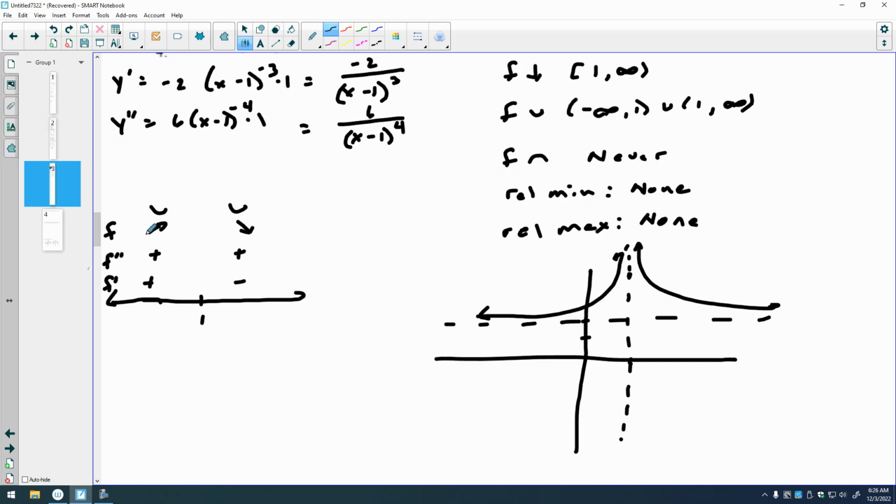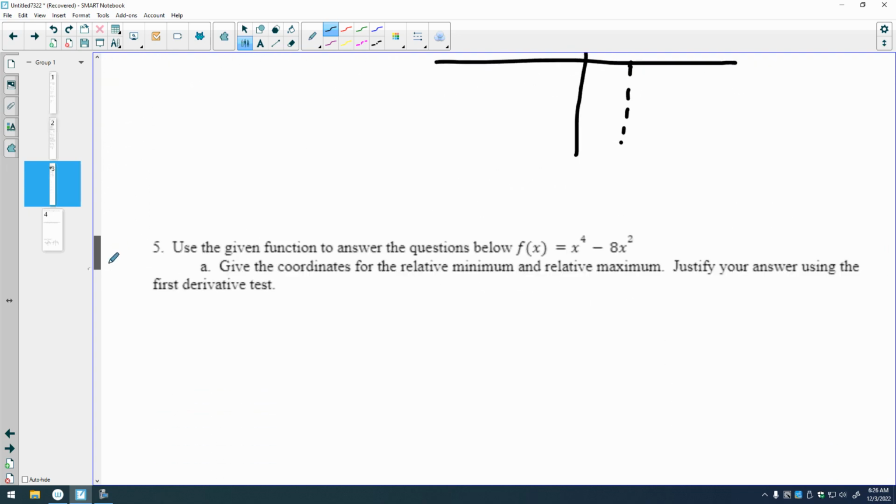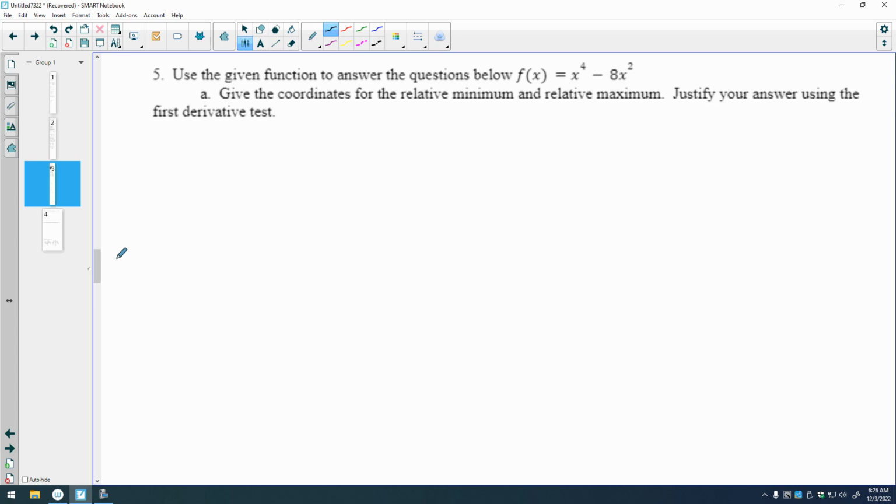Okay, that page is super important. Make sure you can do that whole entire page. Increasing, decreasing, all that stuff. All right, a little more straightforward procedural type stuff. Give the coordinates of the relative min and max. Relative min and max, just got done doing.